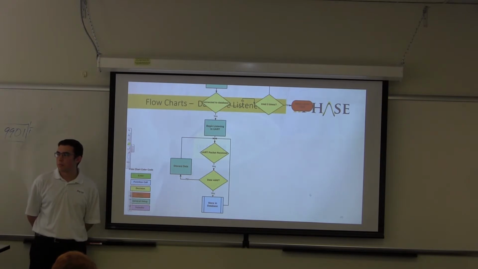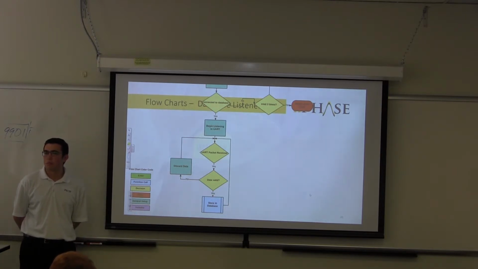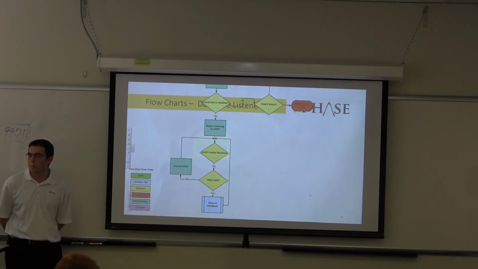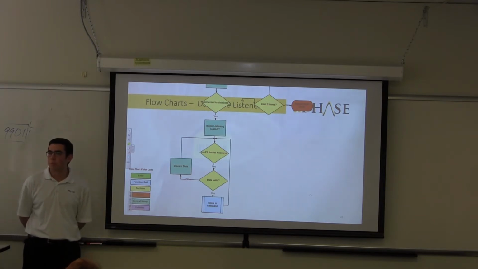So once we're connected to the database, we're going to begin to listen to UART. And we're going to be checking for packets received and checking to see if the data is valid. If it's not, we're going to be discarding this data and continuing to listen to UART. And if it is valid, then we'll store it in the database, and it is looped, and it'll go on for as long as we have the program running.